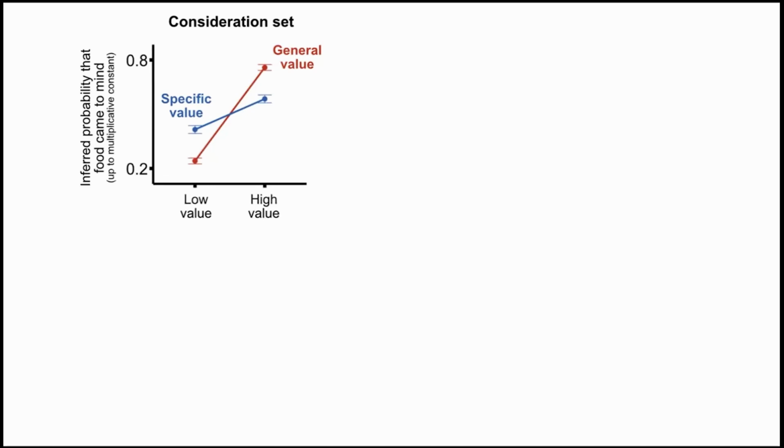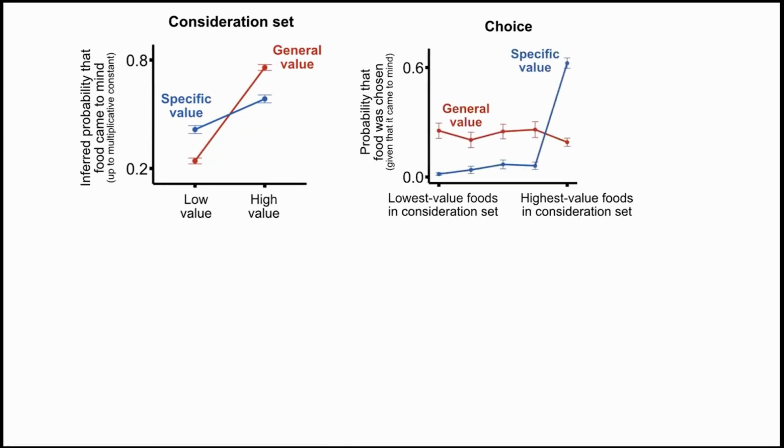And then we can separately ask the question, what kind of value drives whether or not you choose something? So here I'm just plotting the probability that you would choose a food given that it came to mind. And you can think about the relationship for these two different kinds of values. And basically what you see is that what's incredibly predictive of choosing a food is just whether or not it's the highest context-specific value, whether or not in this particular situation it's the best one. And that should be quite intuitive.